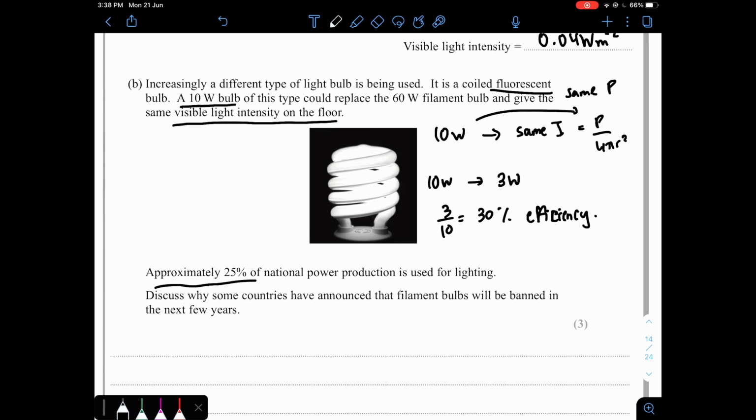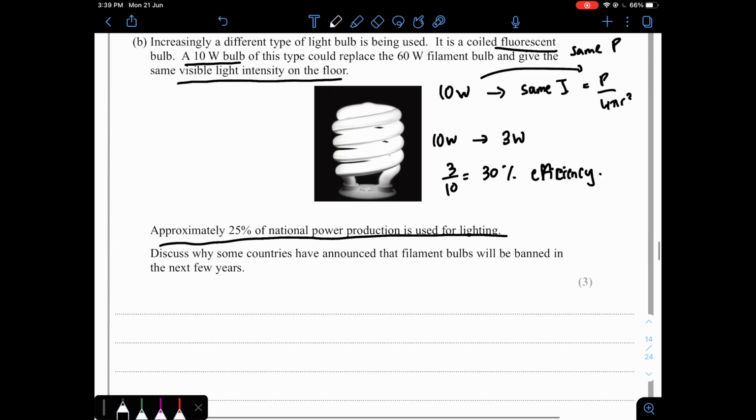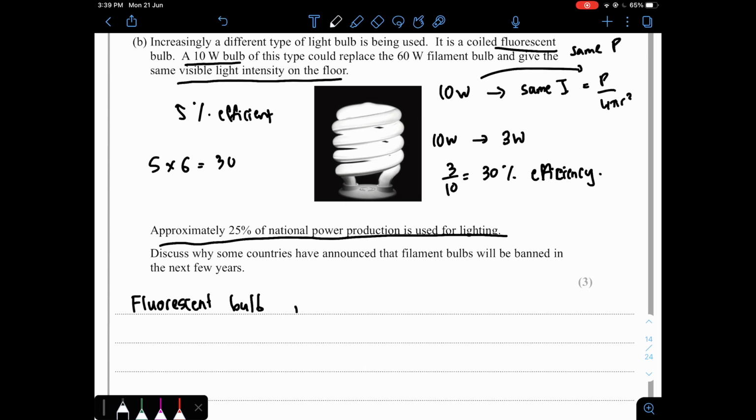Approximately 25% of national power is used for lighting. Discuss why some countries have announced that filament bulbs will be banned in the next few years. The first thing we can clearly see that we have worked out is that the fluorescent bulb is 30% efficient, while the other one was 5% efficient. So it's 6 times more efficient, because 5 times 6 is 30, than the filament bulb.